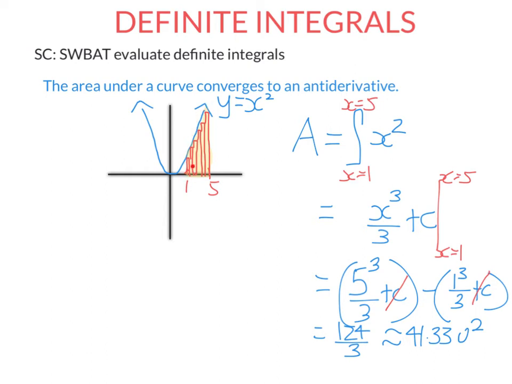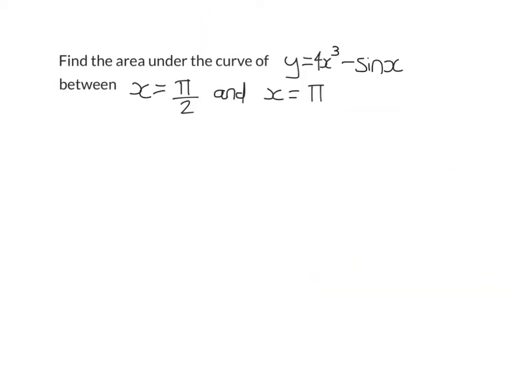So rather than drawing heaps and heaps of rectangles, because we need to keep drawing more and more to be more accurate, we can find the area under a curve by just evaluating the definite integral. That is the antiderivative evaluated between the two endpoints. Let's look at one more example. Let's find the area under this curve here between x equals pi on 2 and x equals pi.